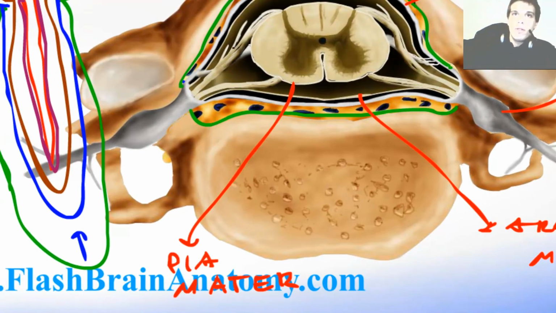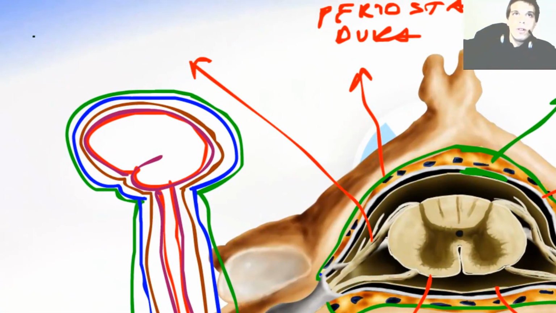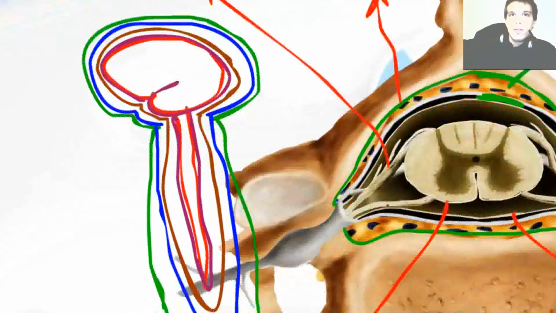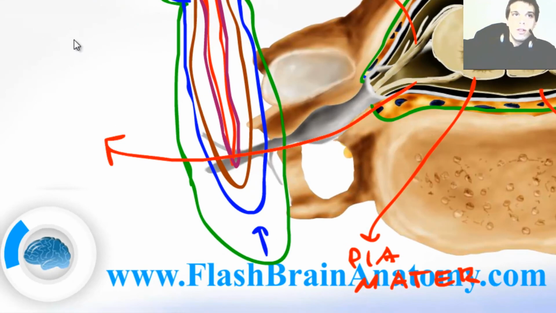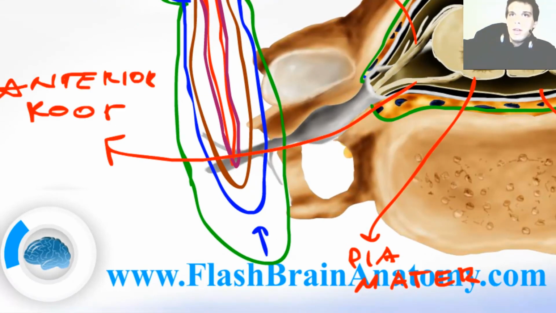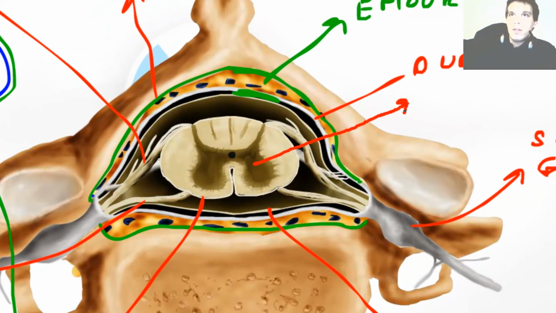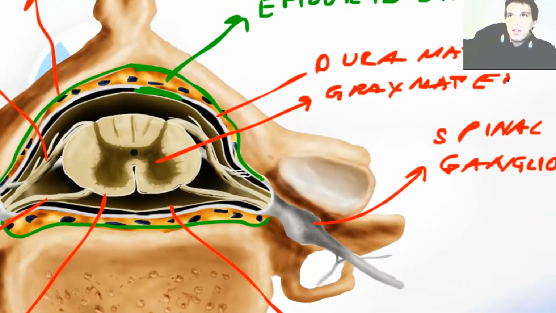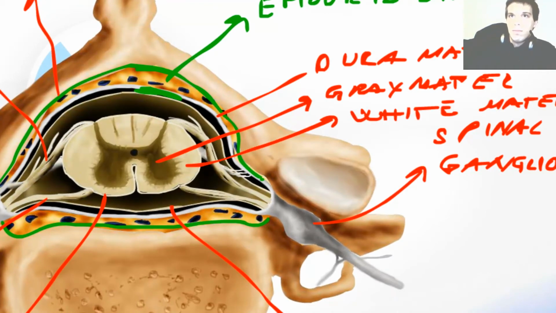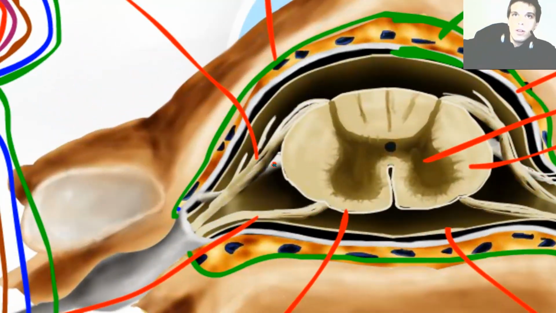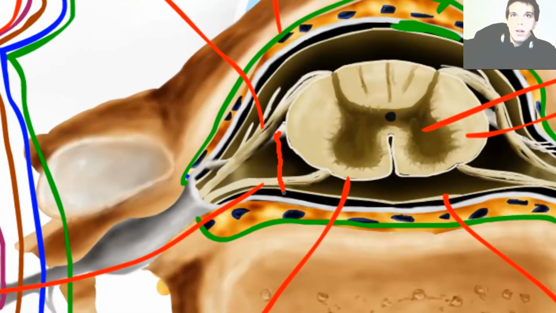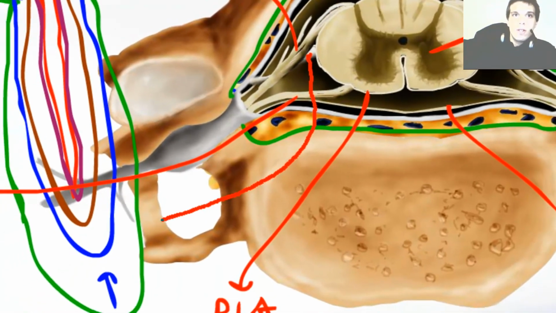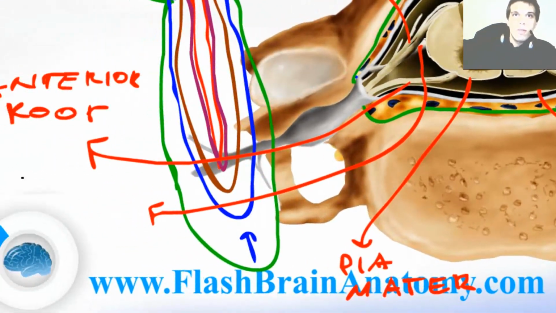We had the posterior root of spinal nerve. Then we had the anterior root. Then we had the gray matter over here. And the white matter. And between these roots of the spinal nerve, you cannot see it clearly here, but I will illustrate it better in the next image, is the denticulate ligament.